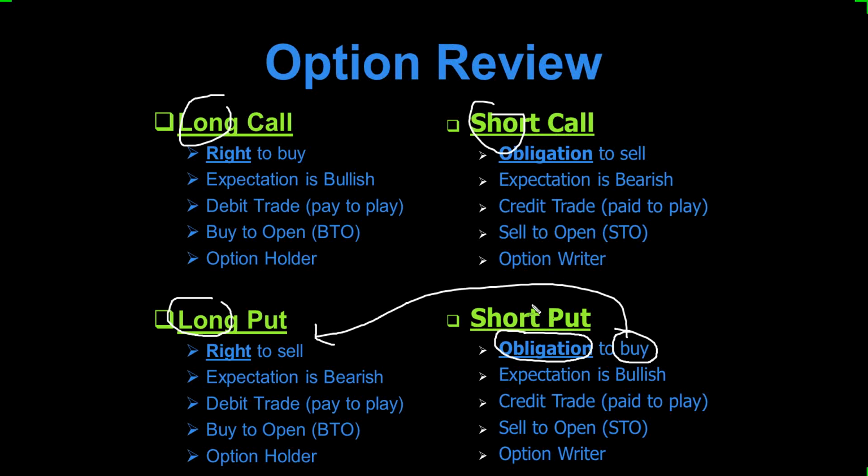Well, once you start trading options and you get really comfortable with this, the same thing holds true here. But with a short put, you've got obligations, just like a short call, you've got obligations. The expectation is bullish with a short put. Again, you get paid to play. It's a sell to open position, and you're an option writer, just like here.